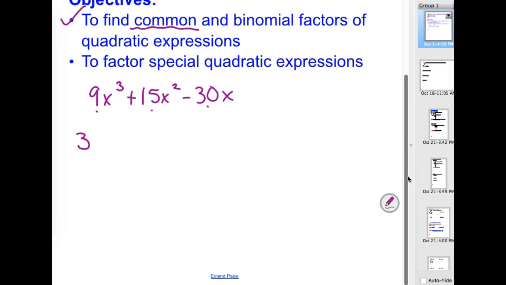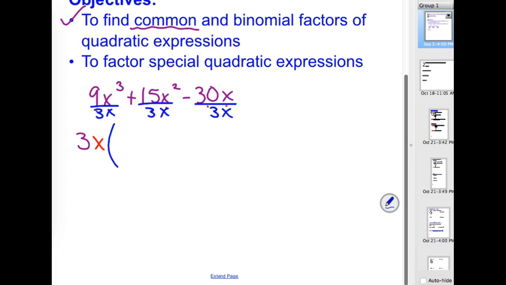Then we look at our variables. Do all of our terms have an x? So we've got an x cubed here, we've got an x squared, and then we have an x. So yes, they all have an x, which means we could pull an x out as well. And then we look at what is left over after I've pulled that out. So we're basically taking each term and saying, what do we get if we divide out a 3x?